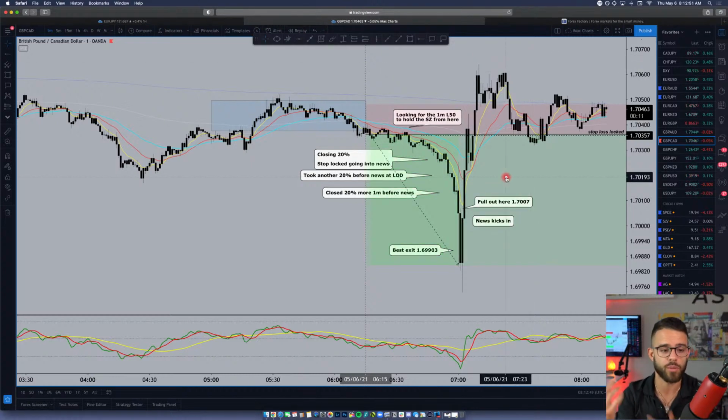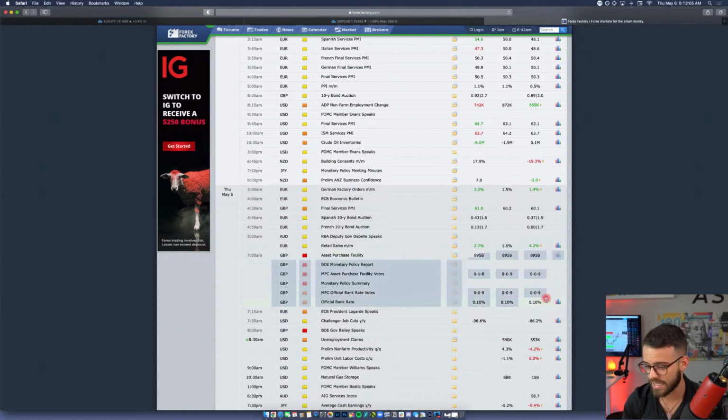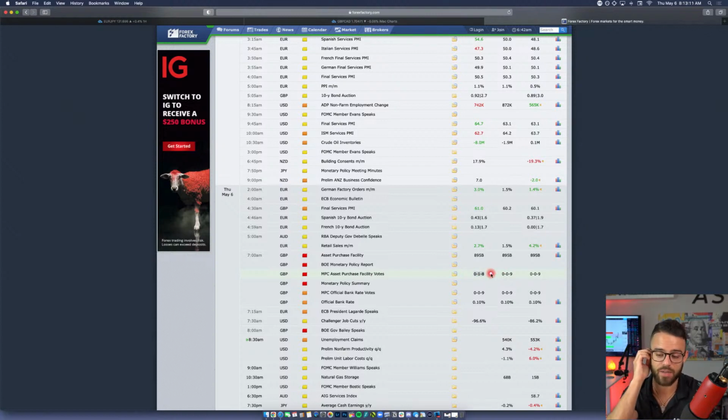Whereas if you approach it from a grateful point of view and you just say, look, I'm going to take a little piece, because I know this should continue to move lower into the news, you're grateful for that move. And then you're respectful of what you don't know. We don't know how this news is going to shake up. Guess what? The news was basically exactly as forecast and exactly the way it was previously. One vote changed here in the MPC asset purchase facility votes. That's it. So nothing even changed and GBP still goes crazy.